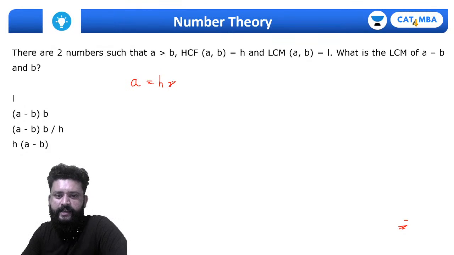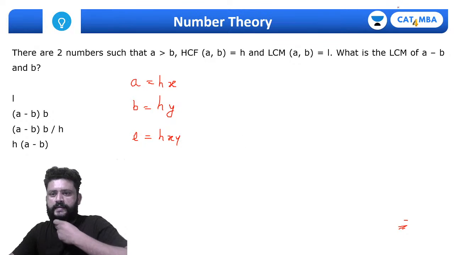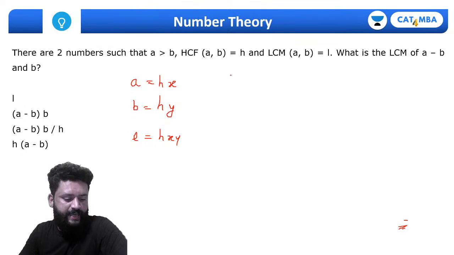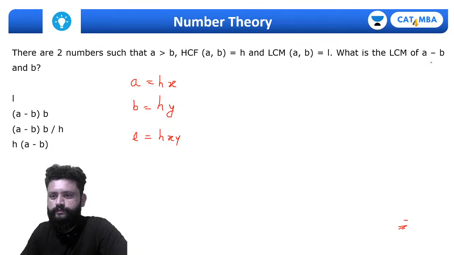A को मैं लेता हूं HX and B को मैं ले रहा हूं HY. So LCM must be H into X into Y. Then what is the value of the LCM of A minus B and B? Okay, what is A minus B here? B तो हमें पता है HY है. What is A minus B?